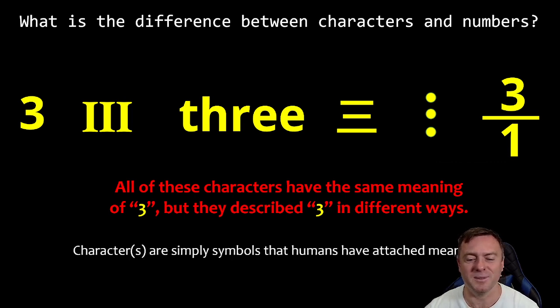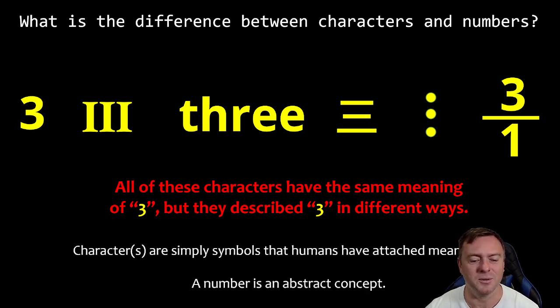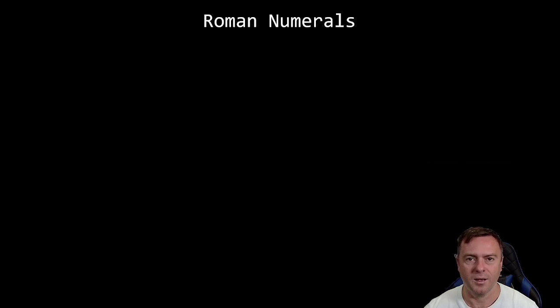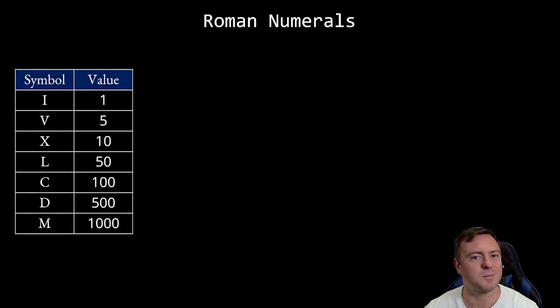So characters are simply symbols that humans have attached meaning to. A number is an abstract concept, which is really important to know the difference. So leaning into an abstract concept, we have different number systems. One of the first ones that happened is the Roman numeral structure, which looks something like this.